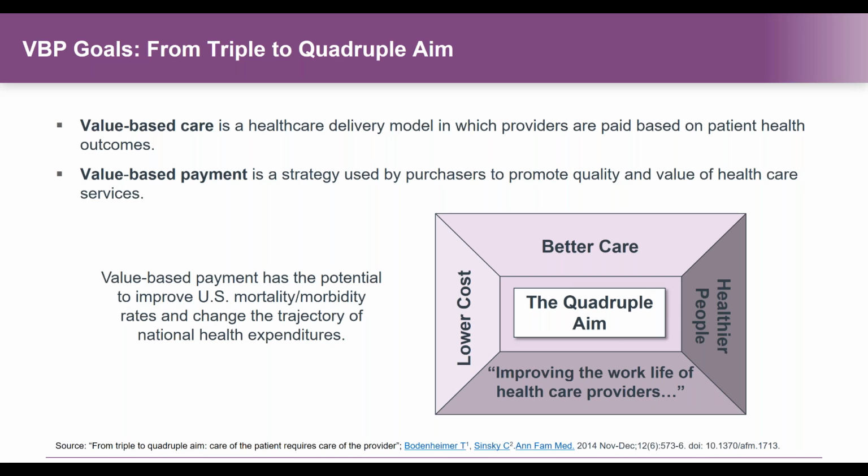We all know that value-based care and value-based payment are really popular topics in healthcare right now. The aim is to lower the cost of care, improve the quality of care with the goal of healthier people, while also, which is now part of what the quadruple aim is, in thinking about improving the life of the healthcare providers as well. So not overburdening them from an administrative perspective in particular.